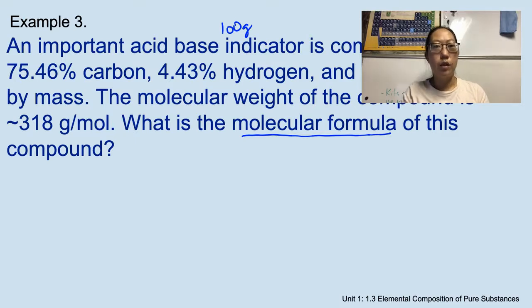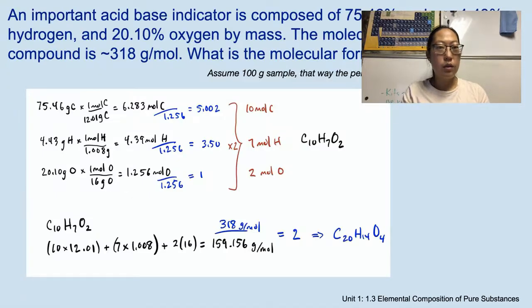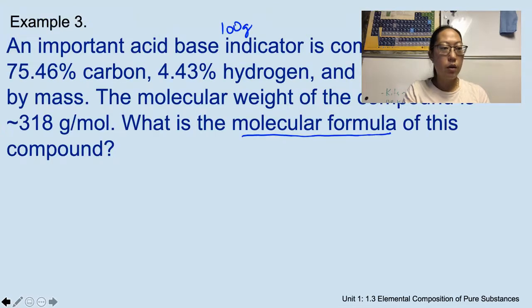Now, I'm going to show you a little trick. There's another way to do it. Another way I could do this is if I know that the molecular weight is 318, I know that 75.46% of that has to be carbon.